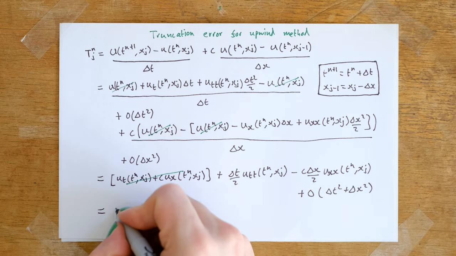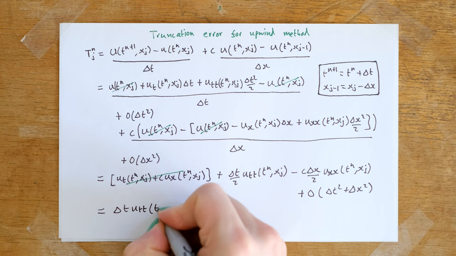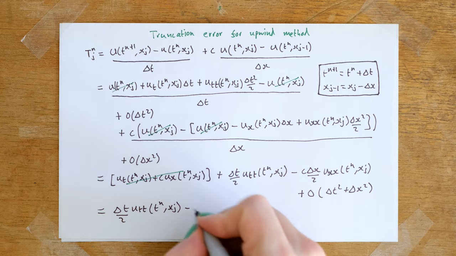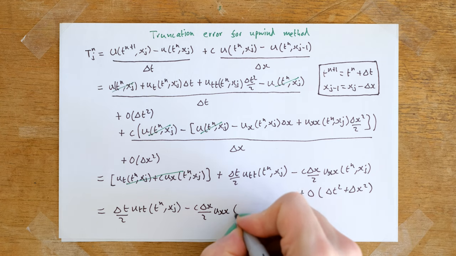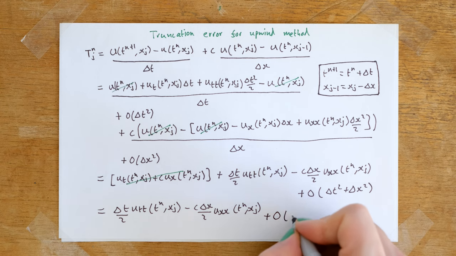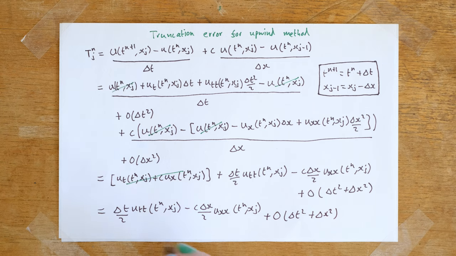And therefore, we're left with a term delta t u_tt at t_n and x_j over 2, minus c delta x over 2 u_xx at t_n and x_j, plus big O of delta t squared plus delta x squared. And since we see here that our truncation error has leading order terms that are delta t and delta x, we can conclude that this is a first order method.